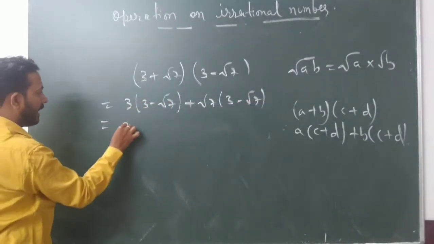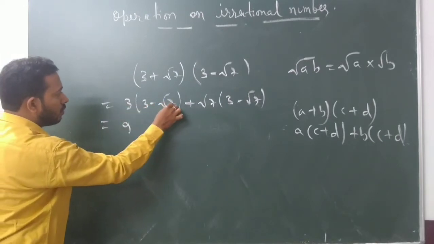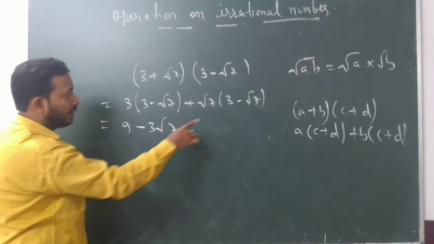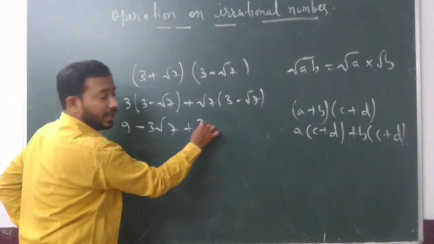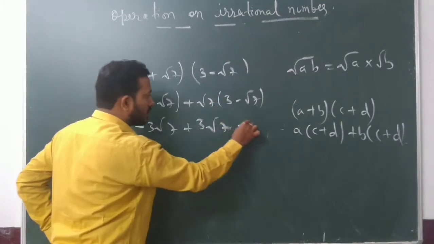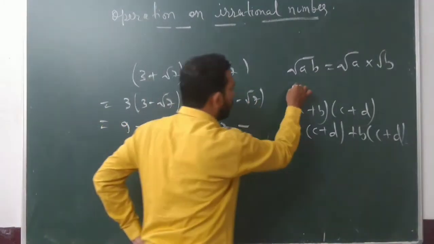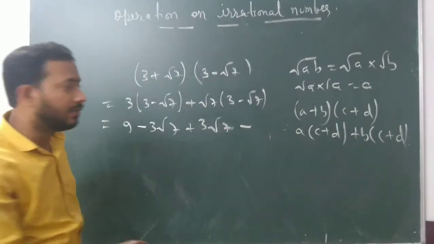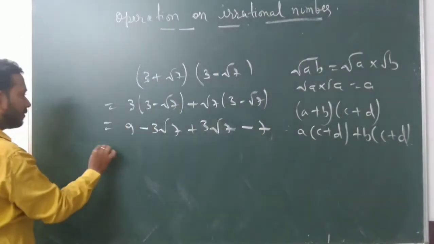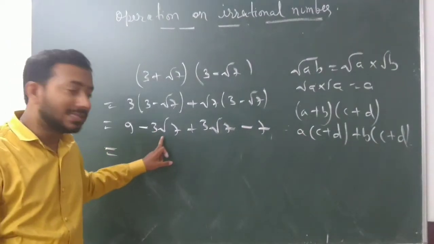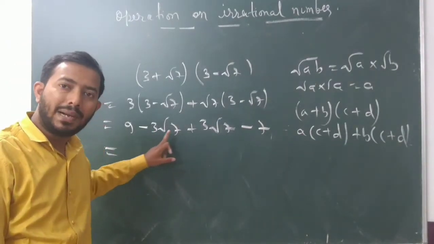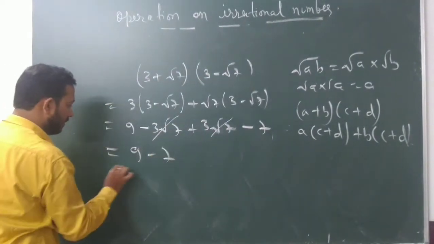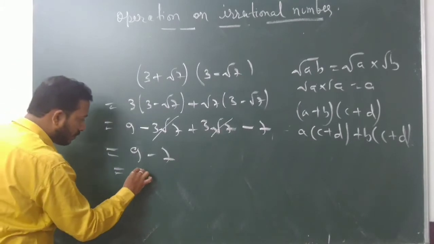Now 3 into 3 is 9. 3 into root 7, there's the minus, so minus 3 root 7. Then plus 3 root 7 minus root 7 into root 7. Already I have shown you, root A into root A will give you A. That means root 7 into root 7 will give you 7. Now you can see that plus 3 root 7 minus 3 root 7 cancel each other. We get 9 minus 7, and our answer is 2.